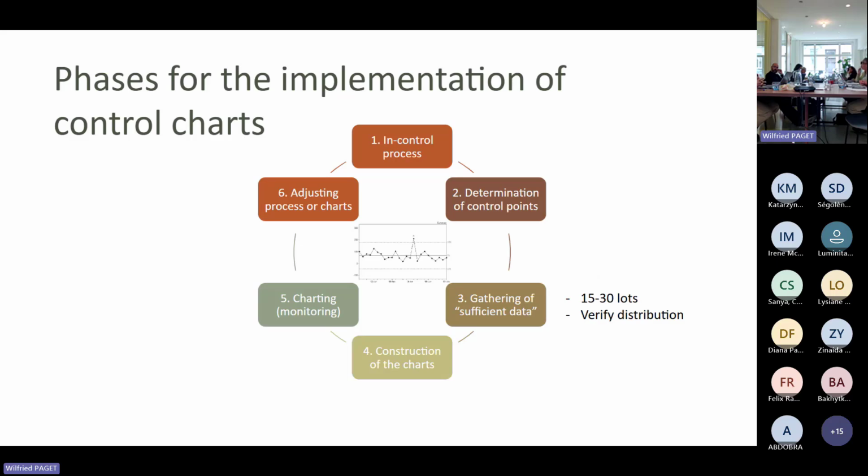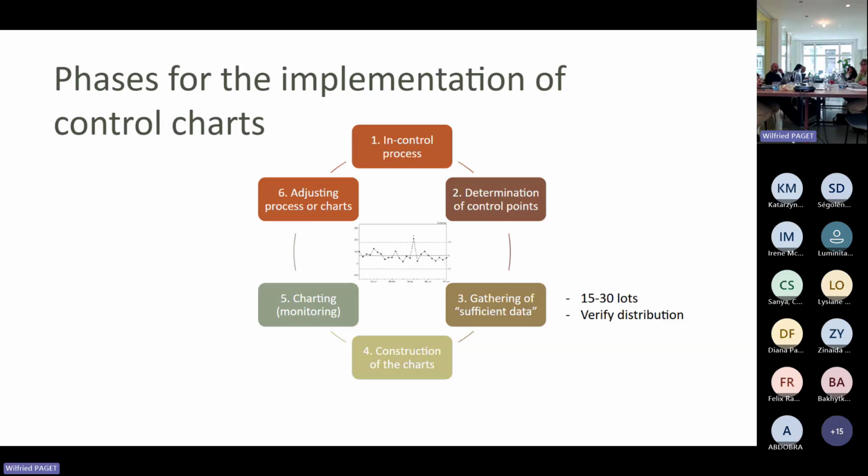How do we implement control charts? We start with the process in control. So we need to have the process well defined and in control. Then we define the control points where we need to collect data. This is very important.